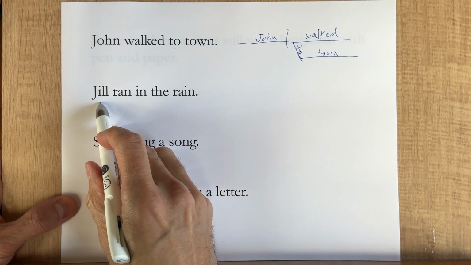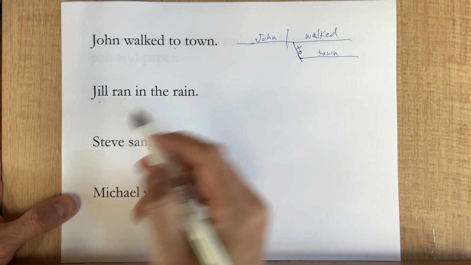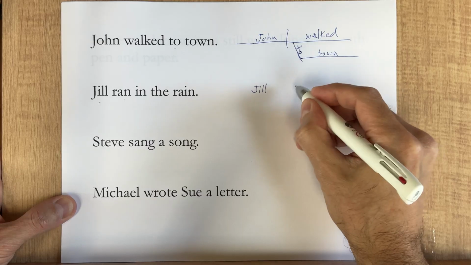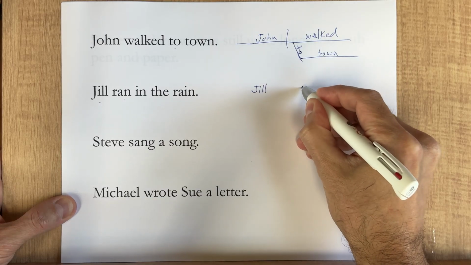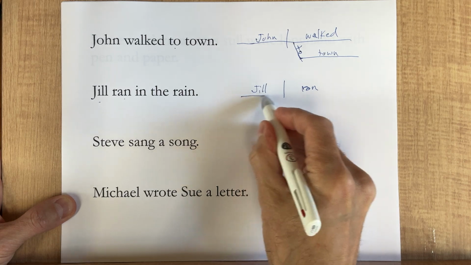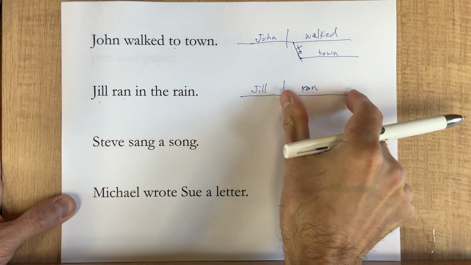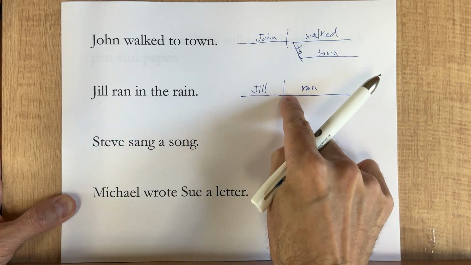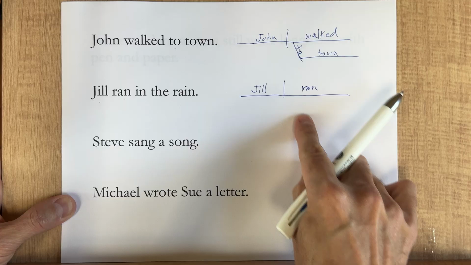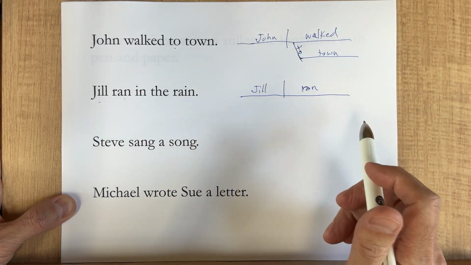All right, now let's move on to the next one. Our noun is Jill, and remember from the last one, ran is the verb. So we have Jill, and then ran. You'll notice I'll put a little more space on both sides of these words because as these sentences become more and more complex, we're going to need more space to put in the different branches that'll go underneath here.